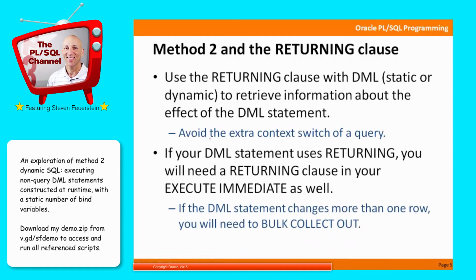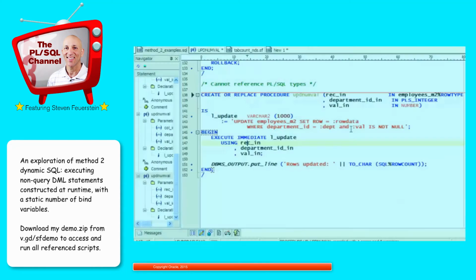Well, you can use the returning clause with your DML statement dynamically, and if you do so, then you also need to add a returning clause to your execute immediate statement. And if the DML statement that you're executing dynamically changes more than one row, you're going to have to do a bulk collect to retrieve all the different values in your returning clause. Let's check it out.